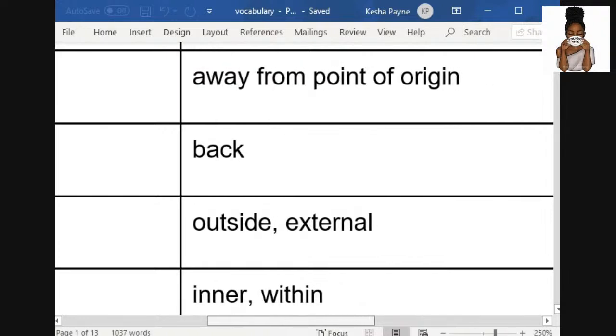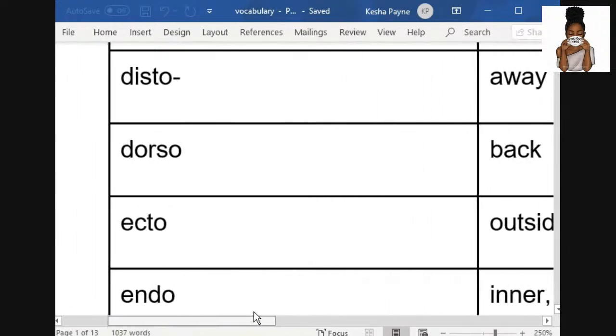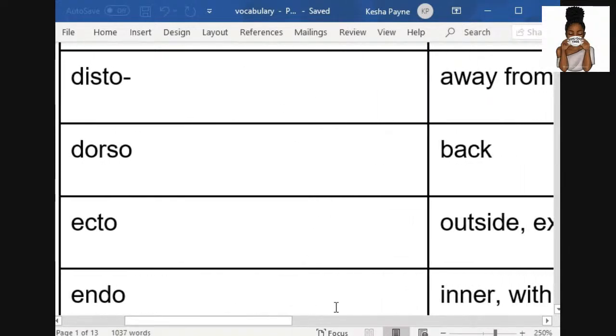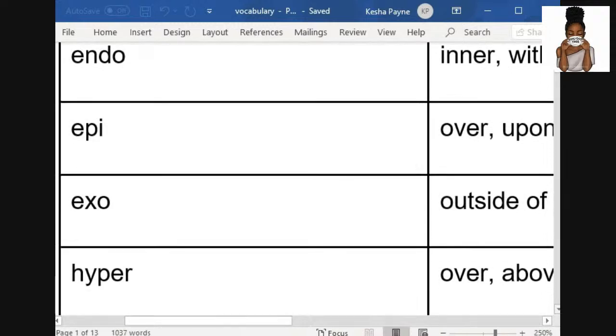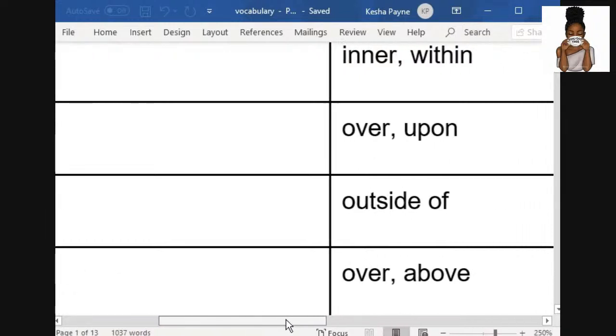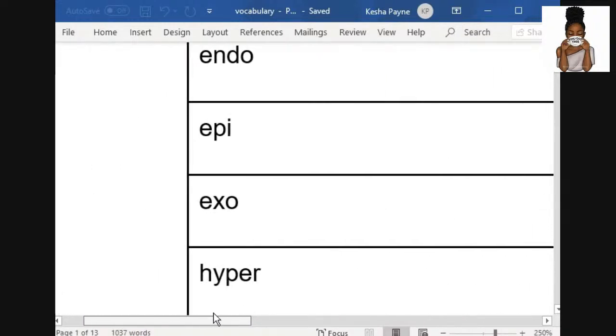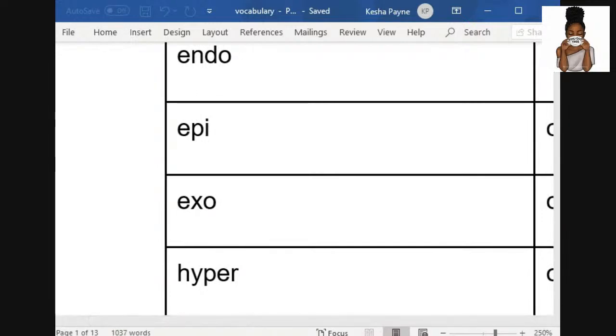So what is back? Back should be dorso. Okay. Ecto is outside or external. Endo, inner or within. Epi is over and upon. Exo is outside. So epi is over or upon. Exo is outside of. Hyper, like hypertension. Have you ever heard of that?